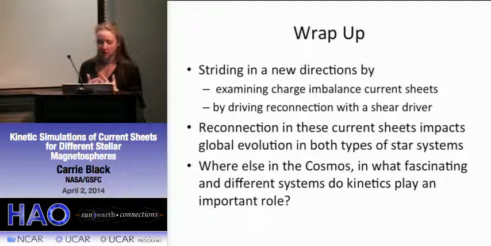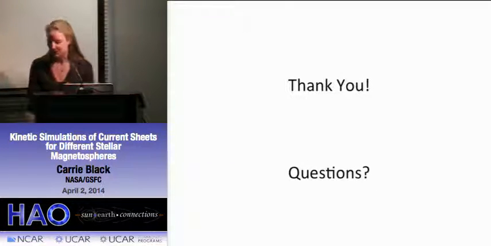Current sheets don't just exist, right? I mean, they form in a pulsar too. So I'd like to know how the pulsar current sheets actually form, from the beginning of the life of a pulsar. So where else in the cosmos might kinetics be important? That's kind of always what I'm thinking of. Okay, so that's my presentation.